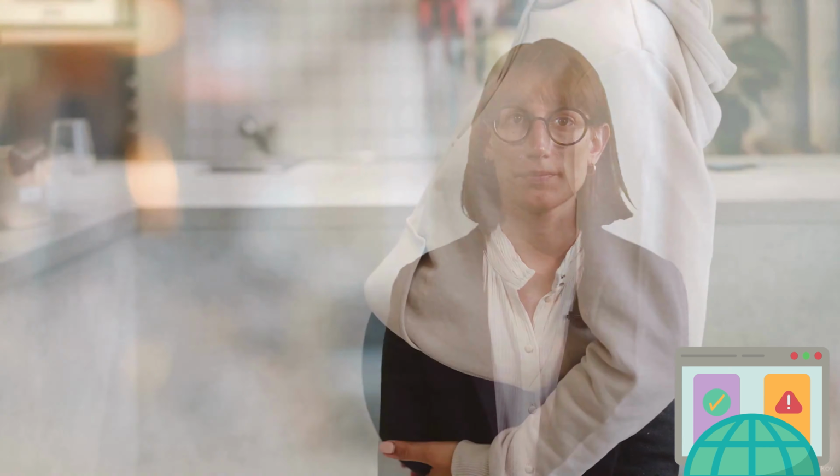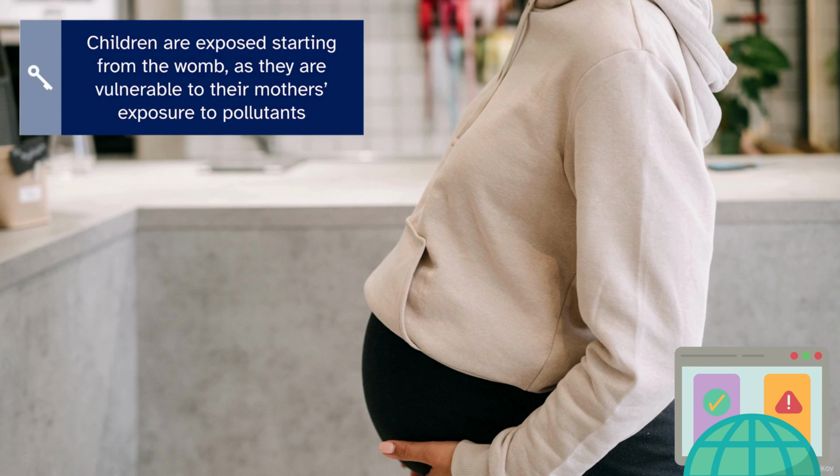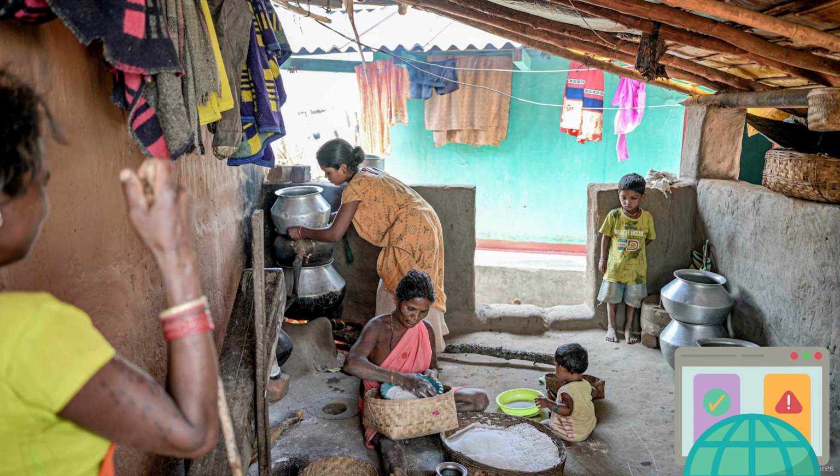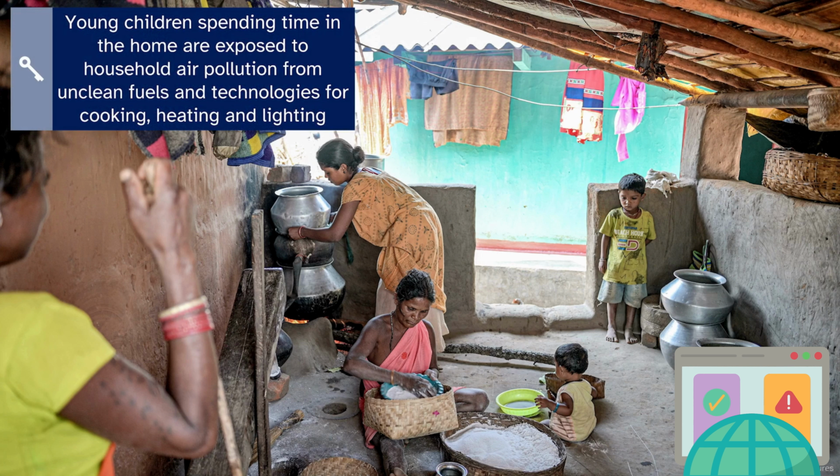Children are exposed starting from the womb, as they are vulnerable to their mother's exposure to pollutants. Particularly in low and middle-income countries, young children spending time with their mothers in the home are exposed to household air pollution from the use of unclean fuels and technologies for cooking, heating, and lighting. Download the reading materials for more details on air pollution risks to children.